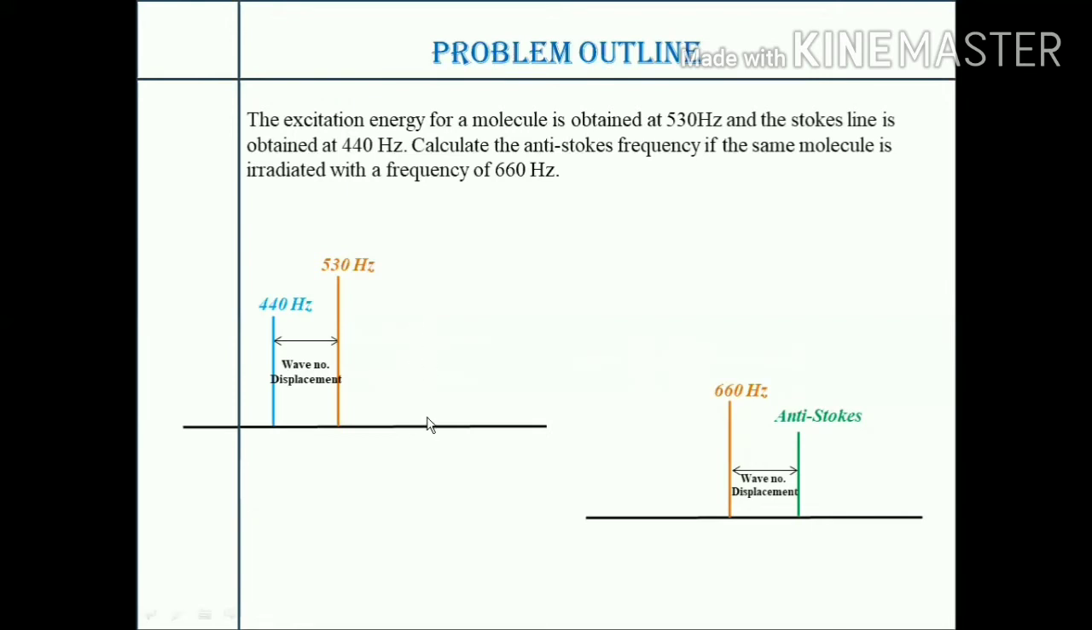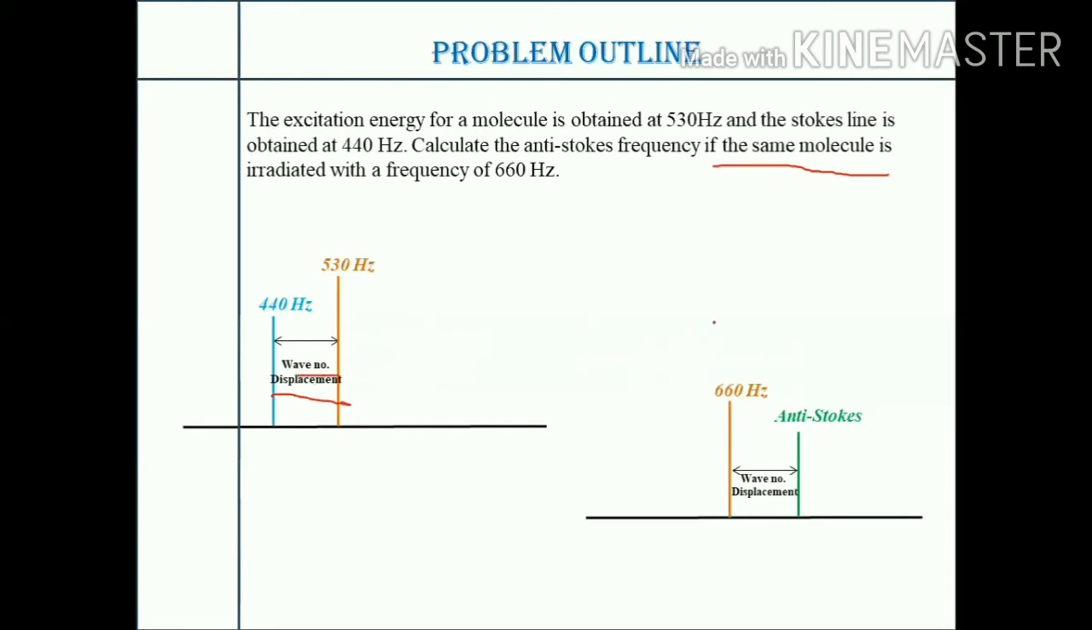Okay, now since the molecule is the same over here, it's mentioned in the problem that the same molecule is irradiated, so that means the molecule is not changing. And if the molecule is not changing, then what will remain constant? It is delta E that will remain constant. It is the wave number displacement that is going to remain constant.